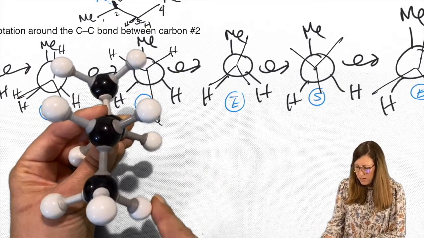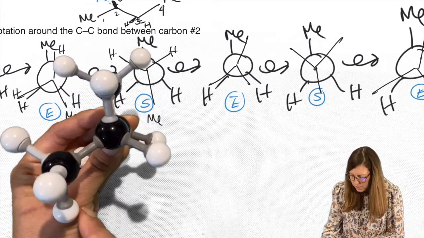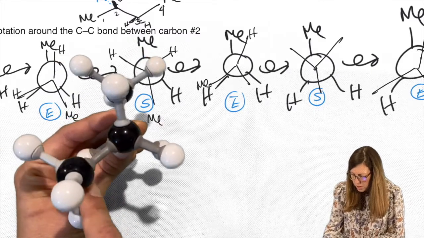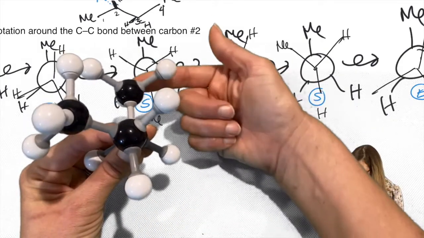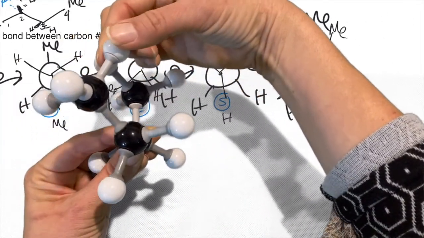Then continue around, you know, it's kind of like the clock face. Methyl is now eclipsed with another H. Methyl is now gauche to that methyl. And we end with the methyls eclipsed again.